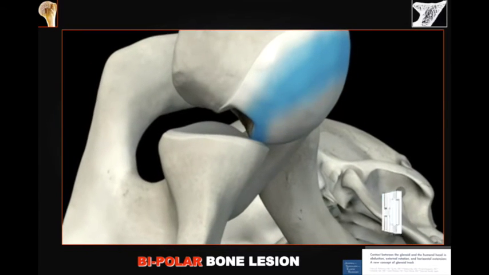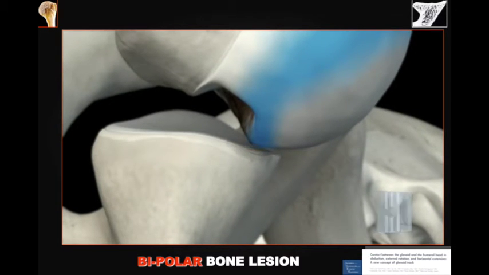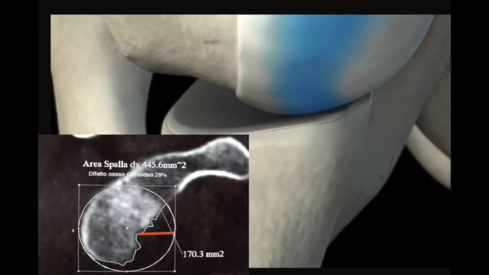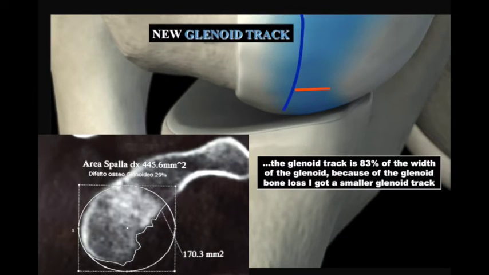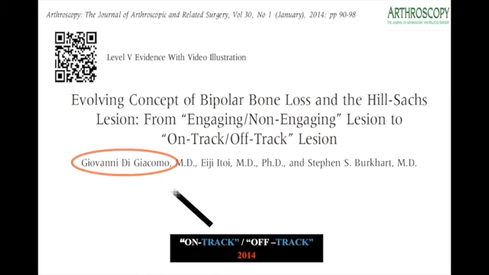Even more interesting is making an assessment together of the bone lesions on the humeral head and glenoid. When there is a glenoid bone loss, the surface of the glenoid track is clearly reduced. Imagining having this bone defect on the en face view with subtraction of the humeral head, we see how the new glenoid track is smaller, since we've had to subtract the glenoid bone loss from the glenoid track. We'll now introduce the concept of on-track and off-track described in 2014 by these three authors.